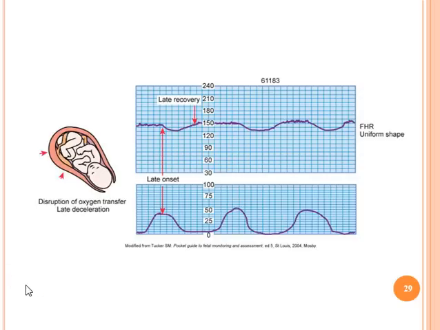Now, this is your late deceleration. Usually it happens with the peak of the contraction or after the peak of the contraction, and the contraction is over before it comes back up to baseline. And we know that late decelerations are caused by uteroplacental insufficiency.